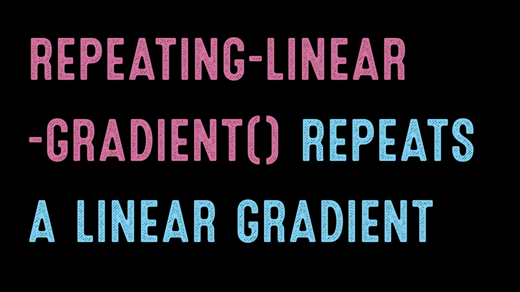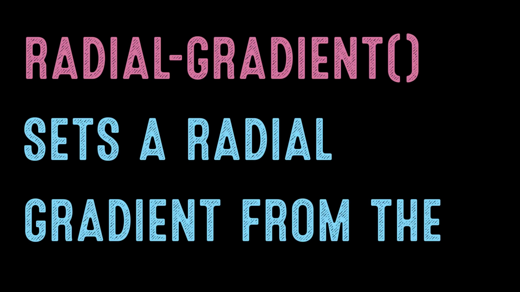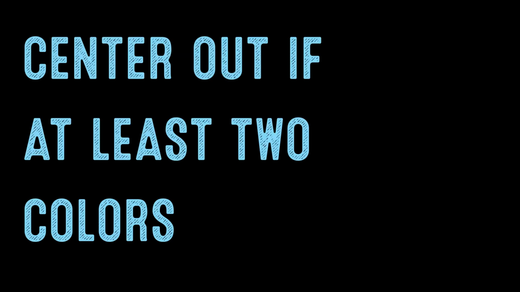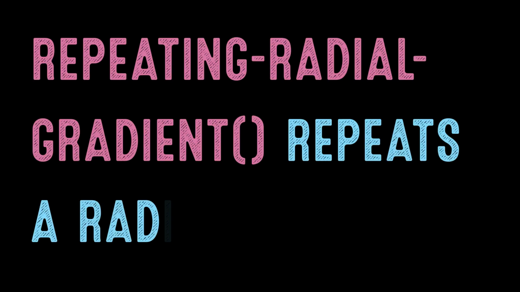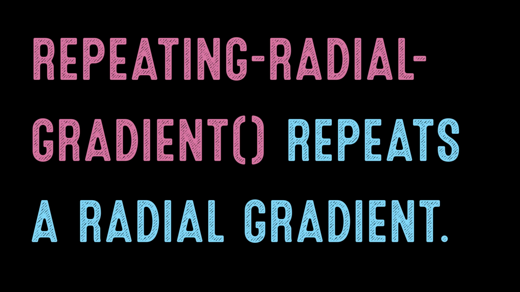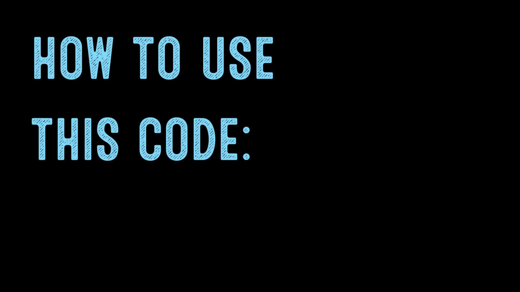Repeating linear gradient repeats a linear gradient. Radial gradient sets a radial gradient from the center out if at least two colors are defined. Repeating radial gradient repeats a radial gradient. We will go through some examples that show you how to use this code.